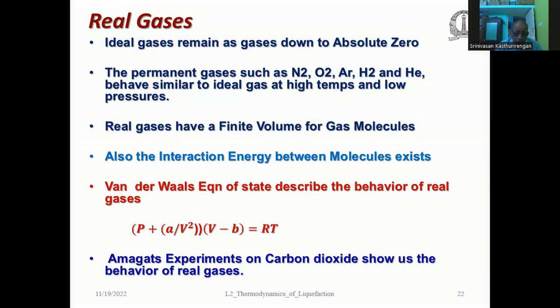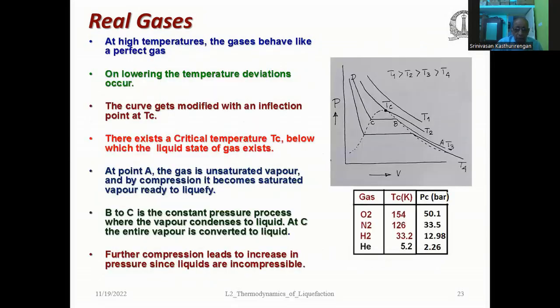The expression for a real gas can be given by the van der Waals equation of state, which can be written as (P plus A by V squared) into (V minus b) is equal to RT. The first term, A by V squared, shows that there is an additional interaction energy because of the mutual interaction between the gas molecules, and V minus b represents a reduction in the volume because of the finite size of the gas molecules. Now, Andrews' experiments on carbon dioxide show us the real behavior of real gases.